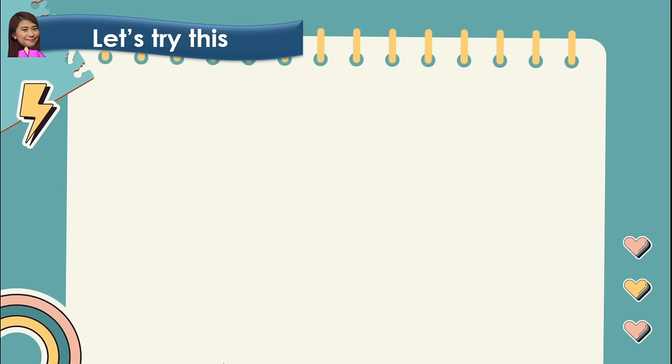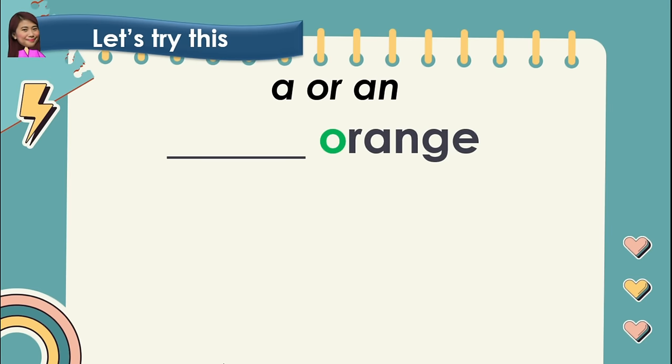Now let's try to answer this activity. What article are you going to use? Is it a or an? Let's solve the first word. Blank, orange. Is it a or an? What do you think? And the correct article for this one is an. Why an? Because the word orange starts with the vowel sound o.